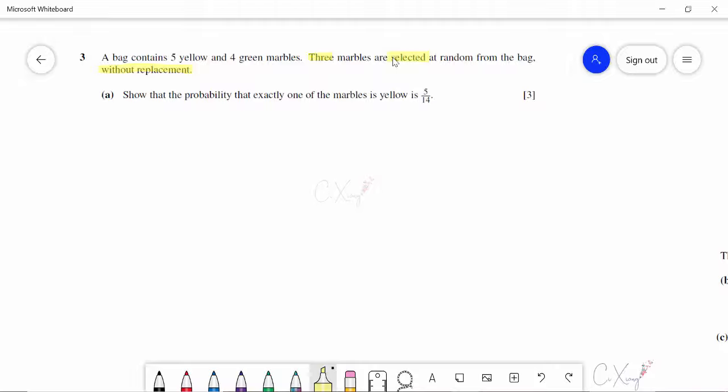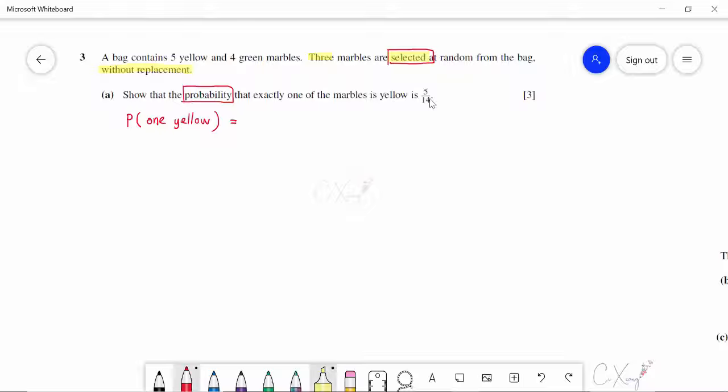Okay. Then now for part A, they want you to show that the probability that exactly one of the marbles is yellow is 5 over 14. Okay, so the probability that they want you to find out is one yellow marble out of the 3, right, there's only one yellow marble. Okay, so because of the keyword selected, and to find out the probability, I'm using the combination method.